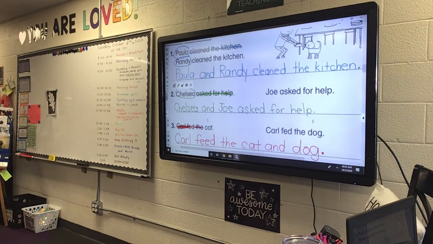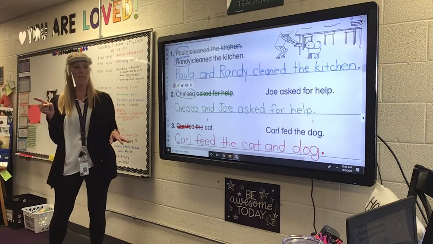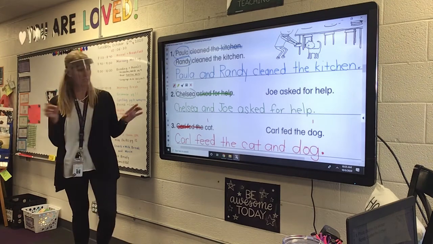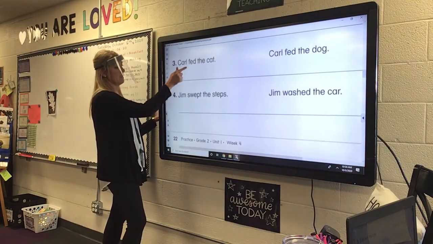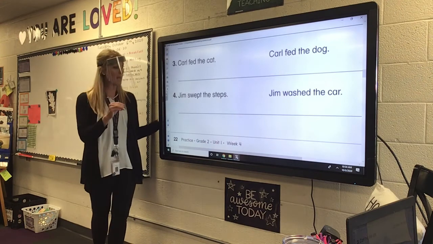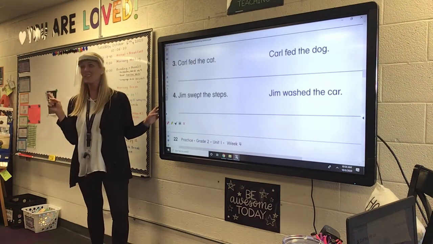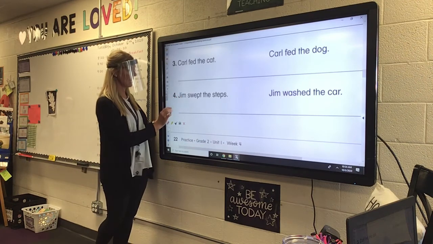All right, Mrs. Murphy's gonna move it up in just a minute, but I'm gonna read the next one, which is number 4. Number 4 says, Jim swept the steps. Jim washed the car. Okay. So what is being repeated twice? Who is being repeated twice? Jim. So on this one, Jim is being repeated twice. So we only need one Jim. We're going to say Jim swept the steps and washed the car. Now this sentence is a little bit longer, so make sure you're writing kind of nice and neat and small.